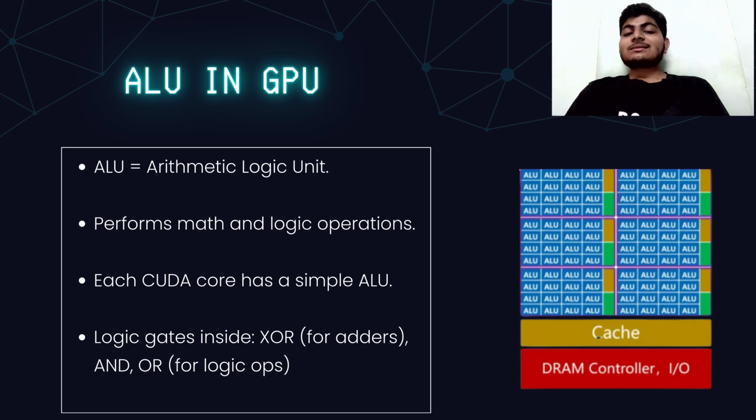ALU in GPU. The ALU, Arithmetic Logic Unit, performs mathematical and logical operations. In the GPU, each CUDA core has one simple ALU, which uses gates like XOR for addition and AND or OR for logic comparison. These ALUs are small but numerous.